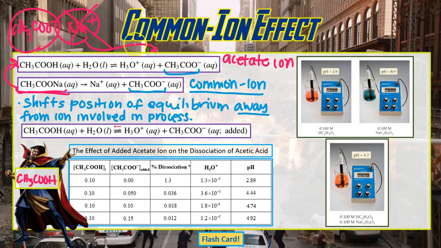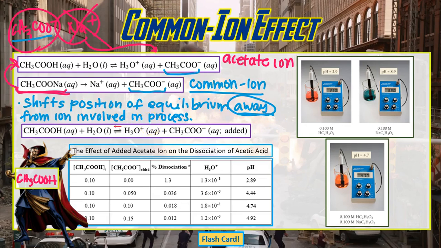It's also acetate ion as well. So I'm like, oh, wait a minute. I have acetate ion here. I have acetate ion here. That is what we call a common ion. And so if I add more of a common ion, it's going to have the ability to shift the equilibrium, just like the definition says. It's going to shift the position of the equilibrium away from the ion involved in the process.